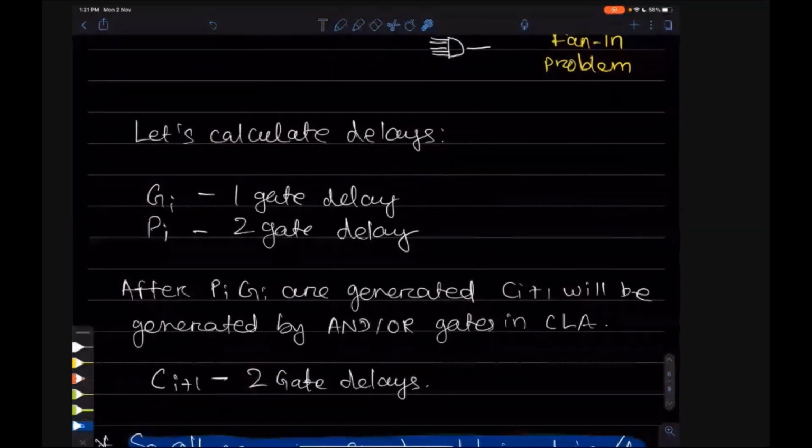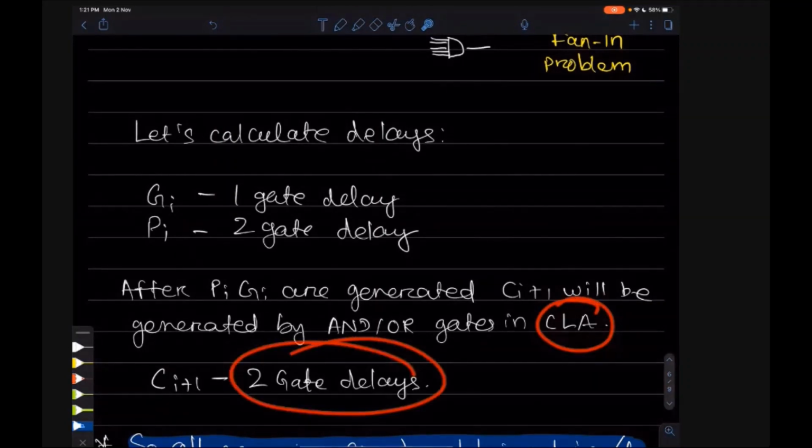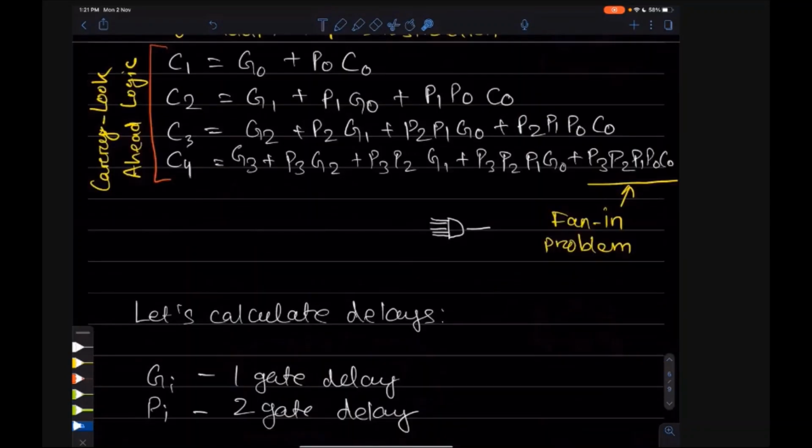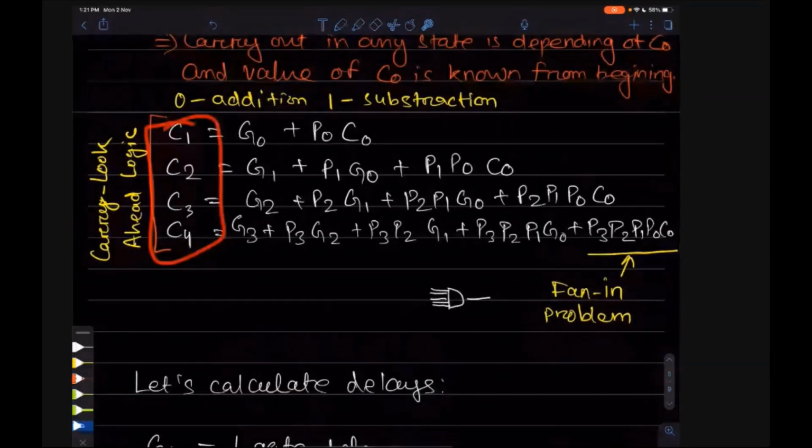After Pi, Gi are generated, Ci plus 1 will be generated by AND OR gates in the CLA. CLA is carry look ahead adder. So in the carry look ahead circuit, it takes 2 gate delays. The carry look ahead circuit is this one. It takes 2 gate delays.